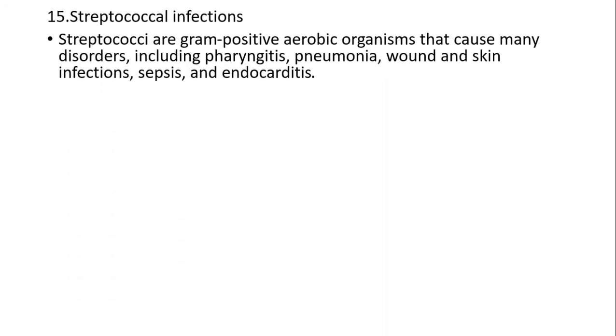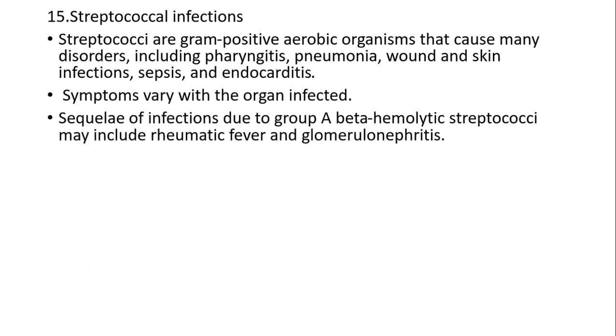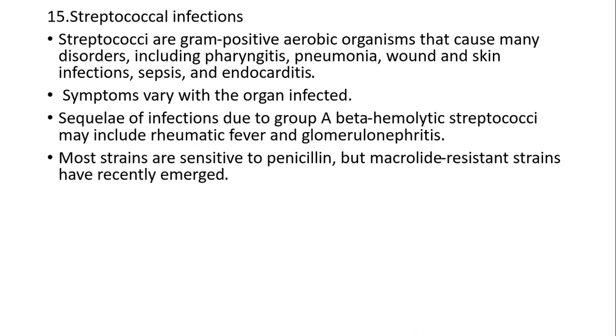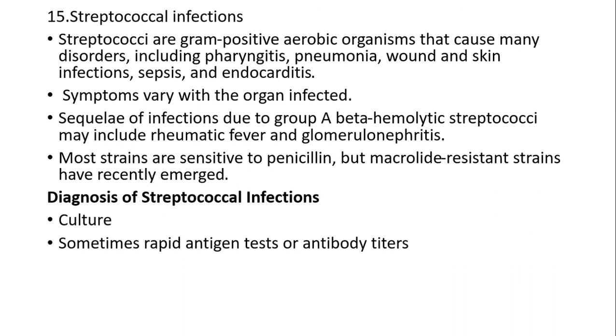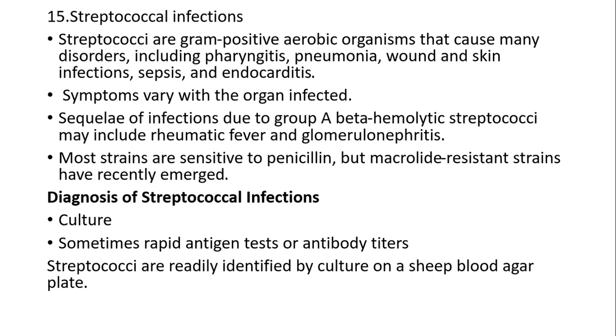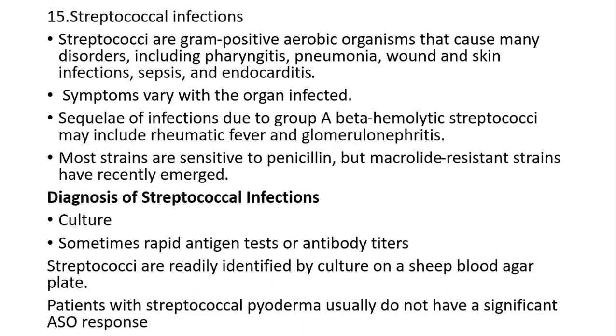Streptococcal infection. Streptococci are gram-positive aerobic organisms that cause many disorders, including pharyngitis, pneumonia, wound and skin infections, sepsis, and endocarditis. Symptoms vary with the organ infected. Sequelae of infection due to group A beta hemolytic streptococci may include rheumatic fever and glomerulonephritis. Most strains are sensitive to penicillin, but macrolide-resistant strains have recently emerged. Diagnosis is by culture, sometimes rapid antigen test or antibody titers. Streptococci are readily identified by culture on a sheep blood agar plate. Patients with streptococcal pyoderma usually do not have a significant ASO response.